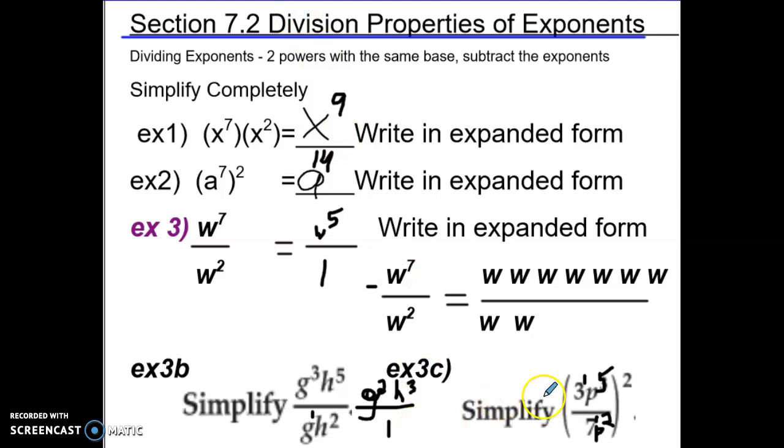All right, let's move on to the next one. Now, over here on this example, it's 3 to the 1st, p to the 5th over 7 to the 1st times p to the 2nd.